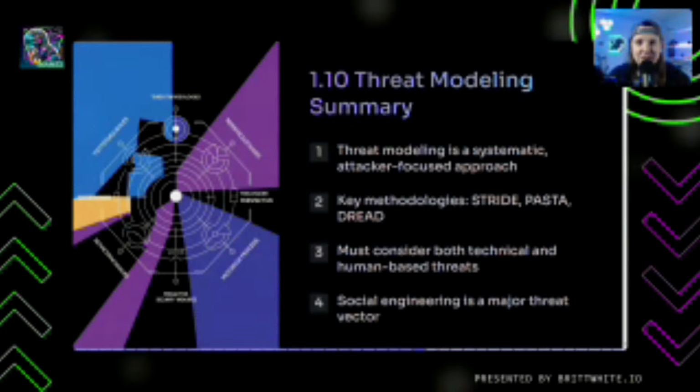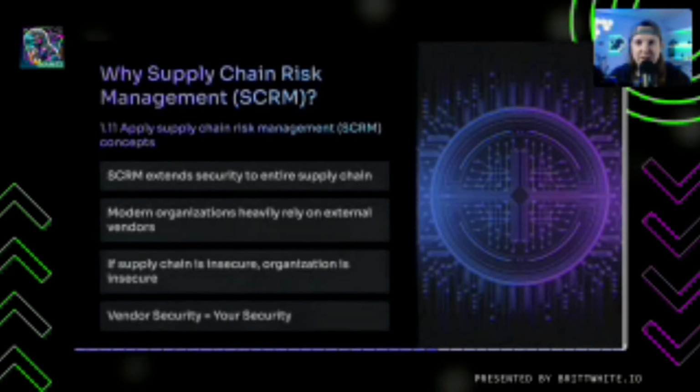Now, let's shift our focus to supply chain risk management, SCRM, which is crucial but often overlooked. Objective 1.11 says apply supply chain risk management concepts. SCRM is about extending risk management to our entire supply chain, vendors, suppliers, service providers, and all external entities we rely on. Security isn't just internal, and we can't forget about the external factors that could affect the organization.